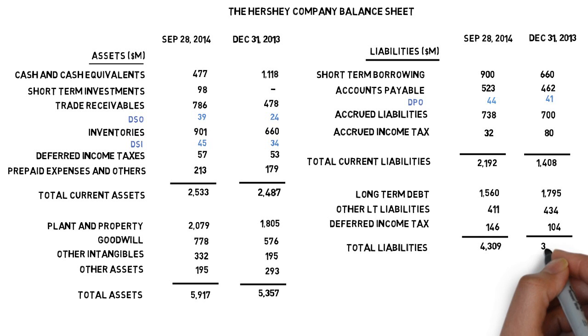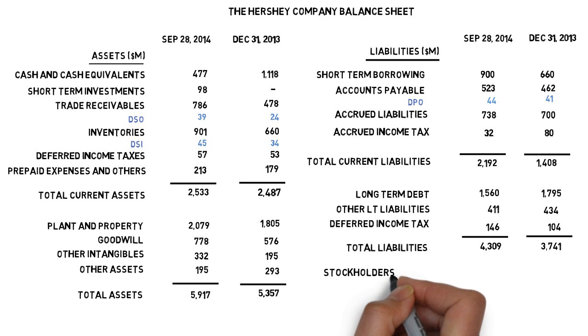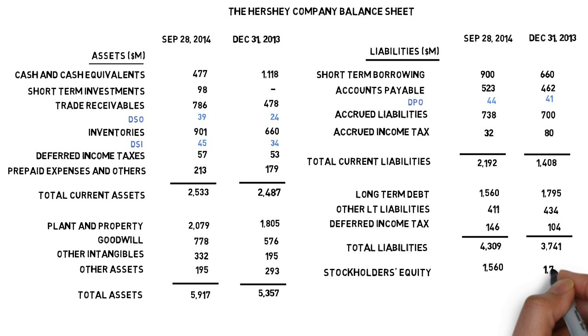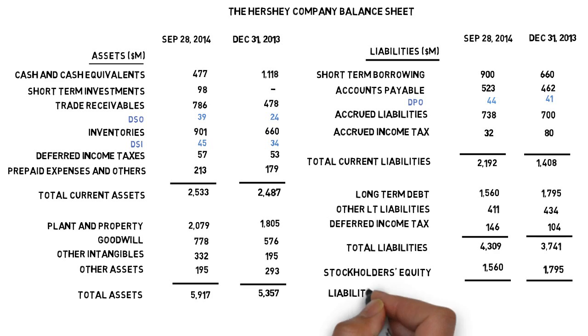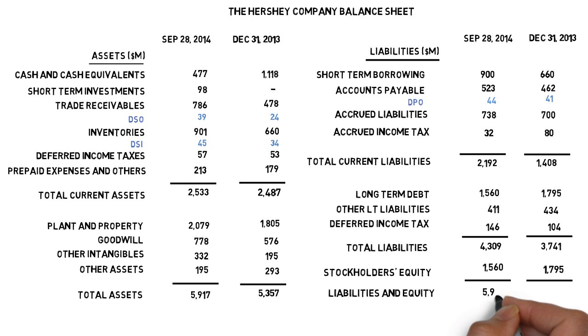Finally, the total stockholders' equity represents the capital of common and preferred shareholders, retained earnings, other reserve accounts, as well as the capital of minority interests. That completes our study of the balance sheet.